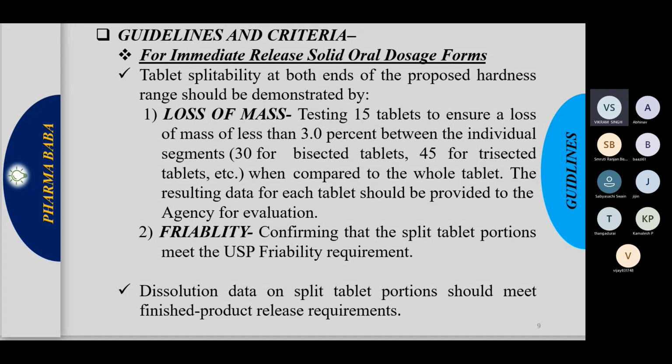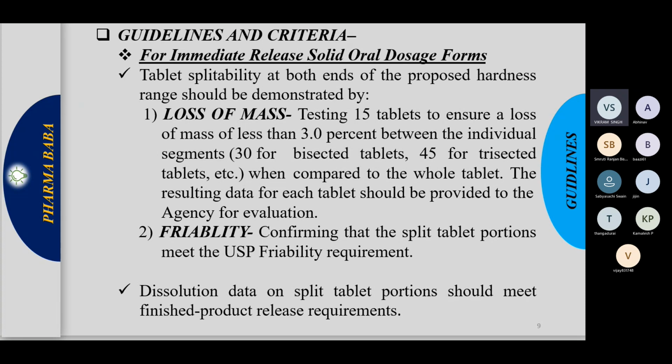Now, what is the loss of mass? Whenever you split the tablet, some powder and some fragments tend to be lost, right? Because the inside portion is not as intact as the outside portion. So when you are splitting the dosage form, you have to perform the loss of mass test. Loss of mass means you check how much mass is lost. You take the weight of the intact tablet, split it, then take the weight of the split portions. Then intact tablet weight minus split tablet weight, divided by intact tablet weight, into 100. It will give the percent loss that occurred.